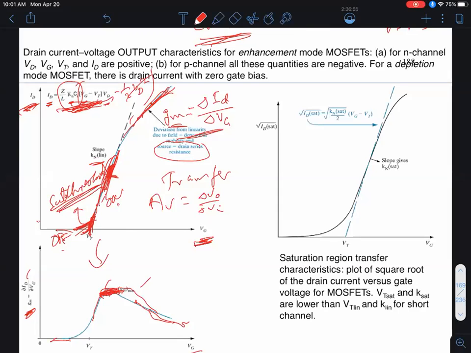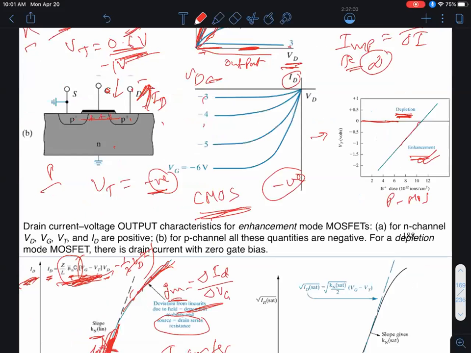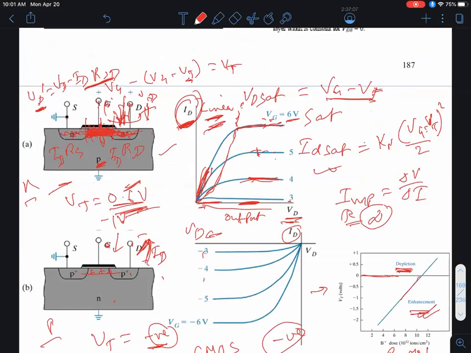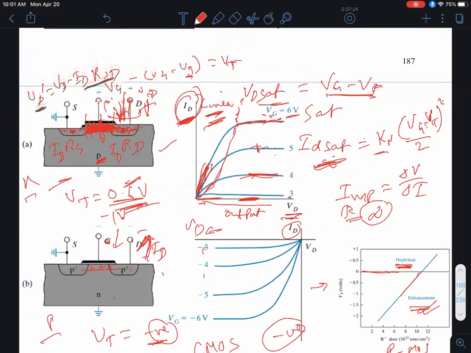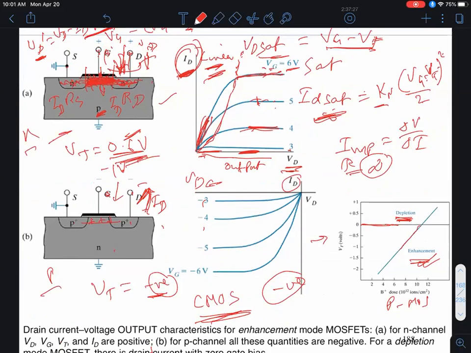All right, you can also look at these transfer characteristics in the saturation region. Here I was looking at the linear region. On the right-hand side, I'm looking at the saturation region. The linear region is this part, where the channel wasn't pinched off. Saturation is the right-hand side of the curve. There, we saw that ID sat scales as (VG minus VT) squared divided by 2 times this prefactor, mu C ox W over L.